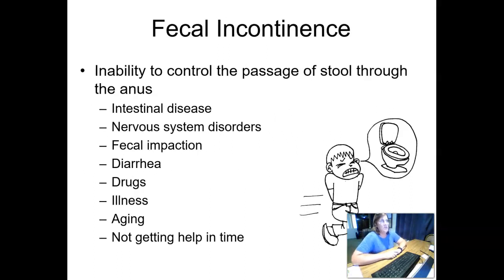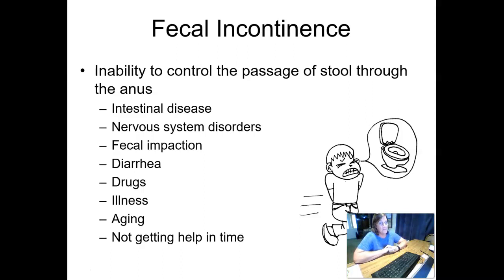Now, the term fecal incontinence means inability to control the passage of stool through the anus. So when we talked about urinary incontinence, not having control of the urination, this is not having control of bowel movements. So it may be from intestinal disease, and sometimes we see it from nervous system disorders. We'll see patients that have neurological issues, where the communication from the brain to the body isn't working correctly, and you'll see that they don't have control of their bowels anymore.